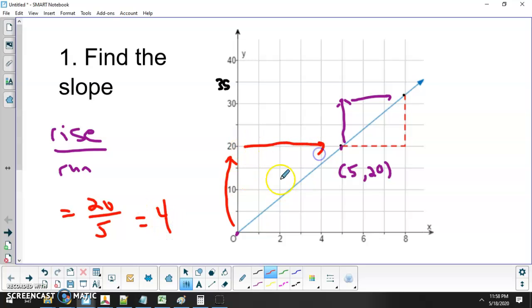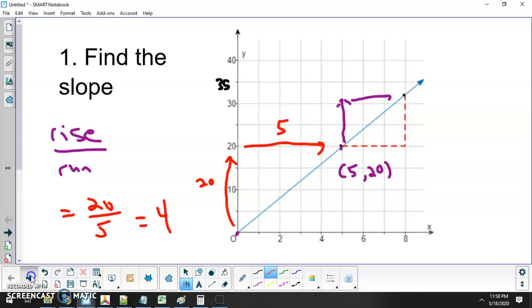Okay? So that's the easy way to do that problem. Just remember, look at the scales, make sure you're going up first and then over, or down first, then over. Okay, rise over run.